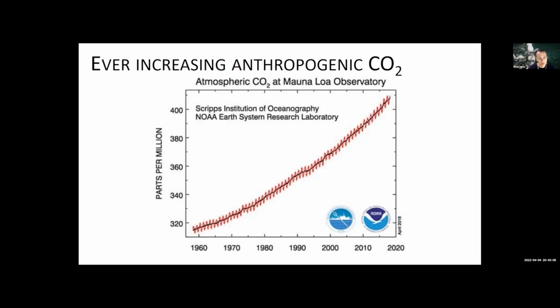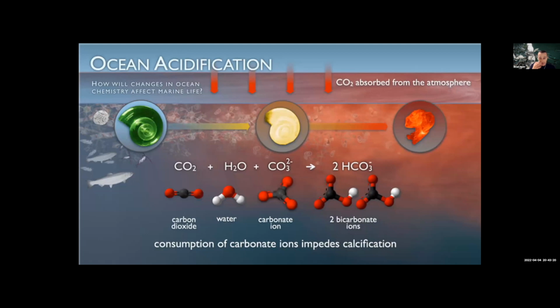So we have ongoing long-term anthropogenic-driven CO2 increase. And this is the atmospheric CO2 at Mauna Loa Observatory. So this is atmospheric CO2, and this gets transferred into the ocean. And that upsets the carbonate chemistry and basically leads to consumption of carbonate ions, which organisms like pteropods and coccolithophores and others depend on.